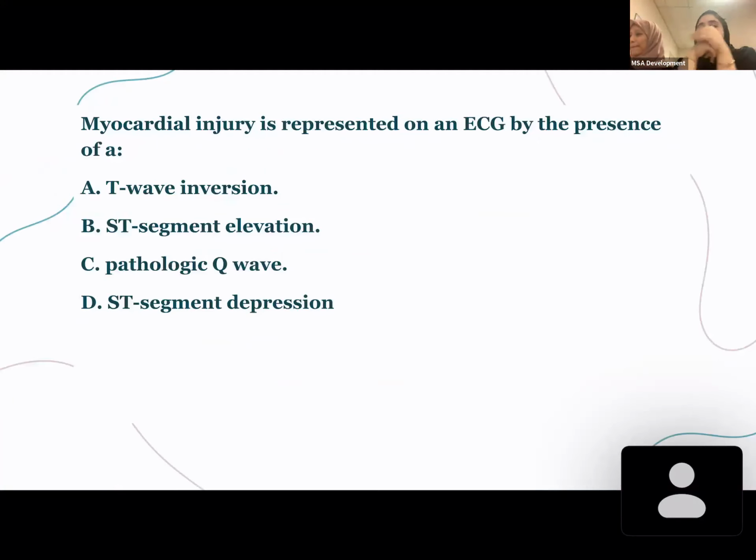Myocardial injury is represented on an ECG. So we can see basically that the patient had an injury to his heart. What do you think we're going to see? Will we see T wave inversion, ST segment elevation, pathologic Q wave, or ST segment depression? I like this question. Why are you guys saying B? Someone explain. Oh, that was D.